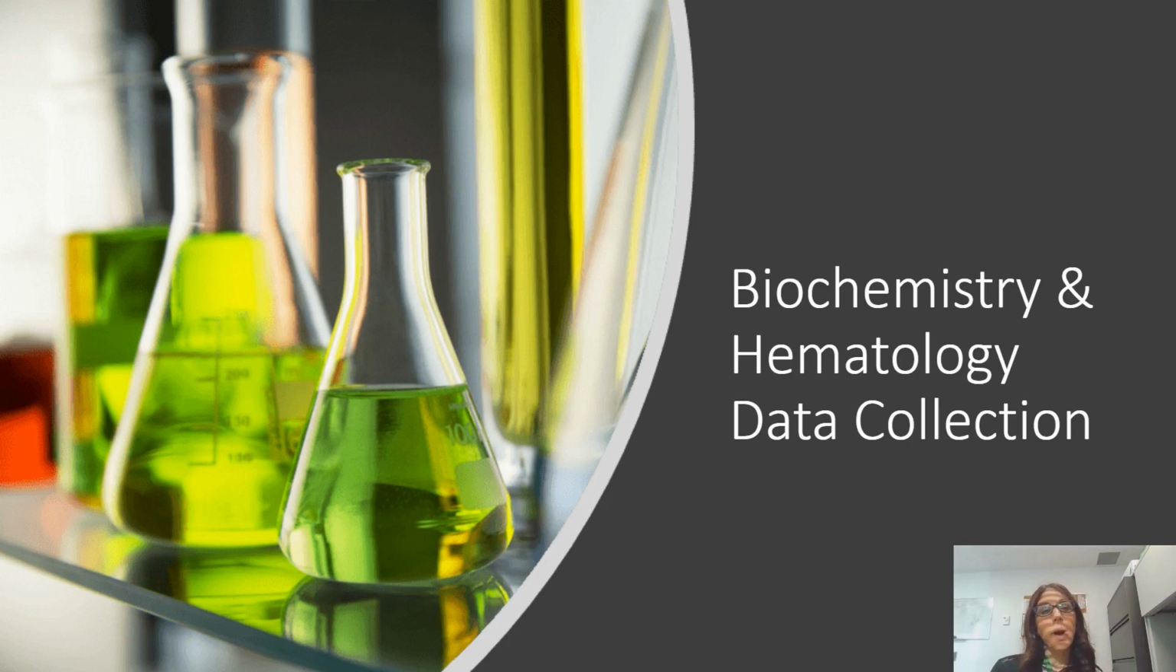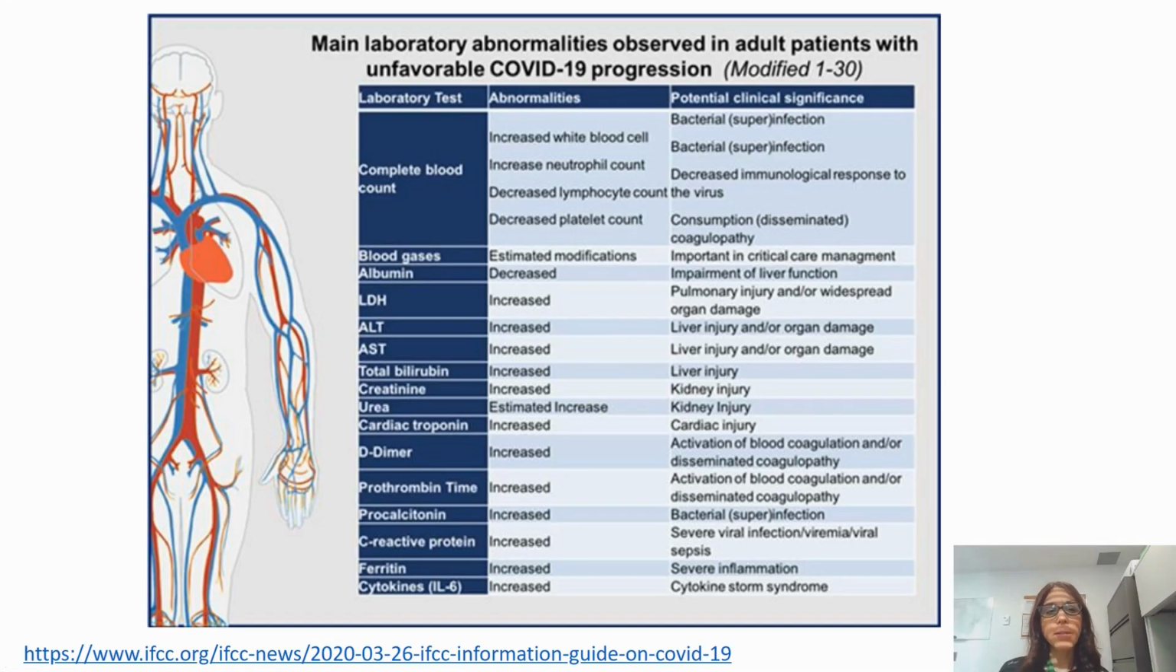Next, I'm going to briefly describe the type of biochemistry and hematology labs that we collect in the study. We decided to use the initial International Federation of Clinical Chemistry laboratory test recommendations that were released in early 2020 when choosing labs of interest to assess in our patients. We did not perform any additional testing on these individuals. We just collected the hematology and biochemistry data that was performed as part of their routine clinical care.